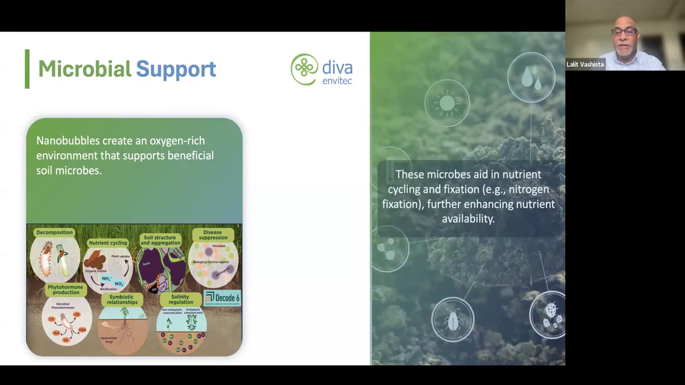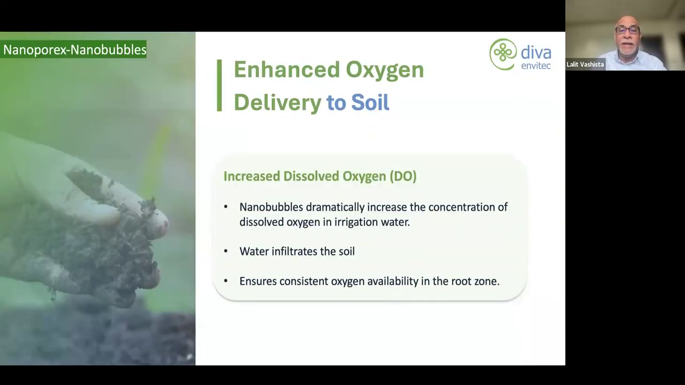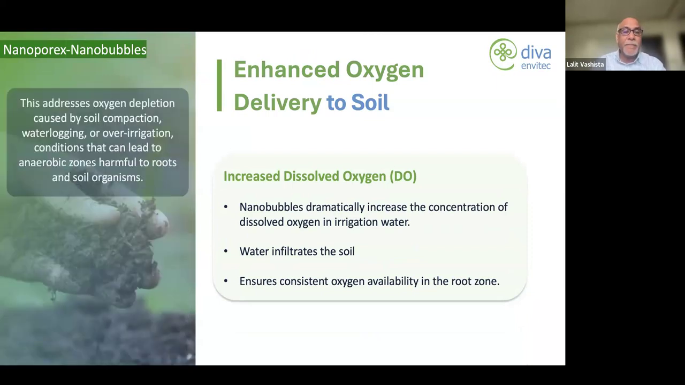These microbes aid in nutrient cycling and fixation. Enhanced oxygen delivery to the soil. Nanobubbles dramatically increase the concentration of dissolved oxygen in irrigation water. Water infiltrates the soil, and like I told you, the cavitation effect goes and opens up the soil. This addresses oxygen depletion caused by soil compaction.